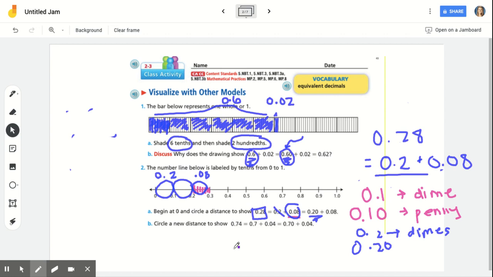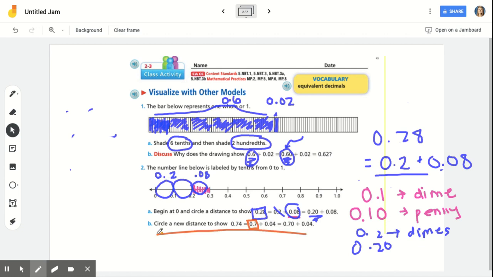Okay, and now part B says circle a new distance to show 74 hundredths is equal to 7/10 plus 4 hundredths plus 70 hundredths plus 4 hundredths. Okay, well, I'm going to change colors for mine. You, of course, can't with your pencil, so just follow along with me. Let's just start off with that 7/10. How can I draw a new circle here? Just pretend like this doesn't exist in your number line anymore.